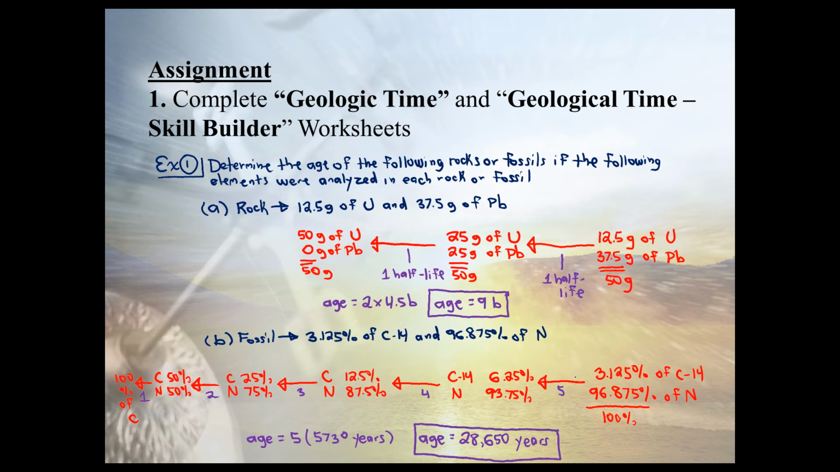So that's how I'd solve these problems. Create a flow chart. Start off with what percentage of your uranium, lead, carbon, nitrogen you have, and then just try to work backwards until you can get 100% of either the carbon or the uranium, and then count the number of half-lives and then multiply by the age of one of those half-lives.